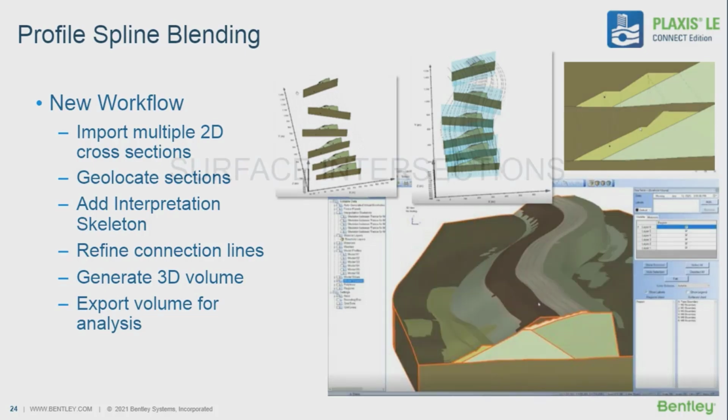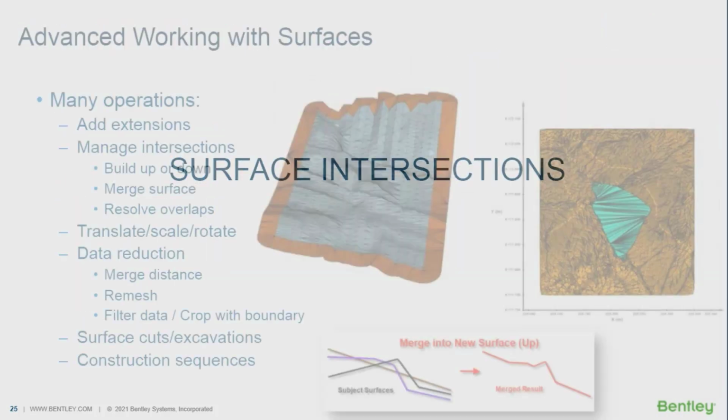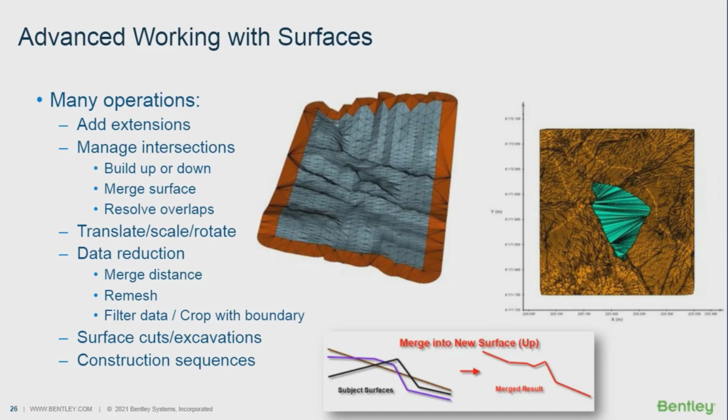In terms of surface intersections, as I mentioned, there are many operations in the software. So we can add extension, manage intersection. Each of the features is meant to be used in a certain scenario, and this is a learning process. We can also handle data reduction, surface cuts, extension, and also construction sequences in the model.